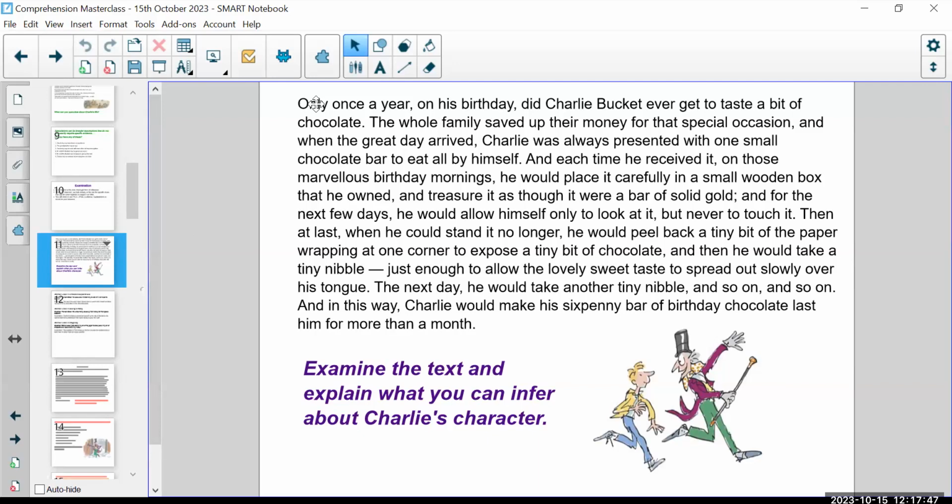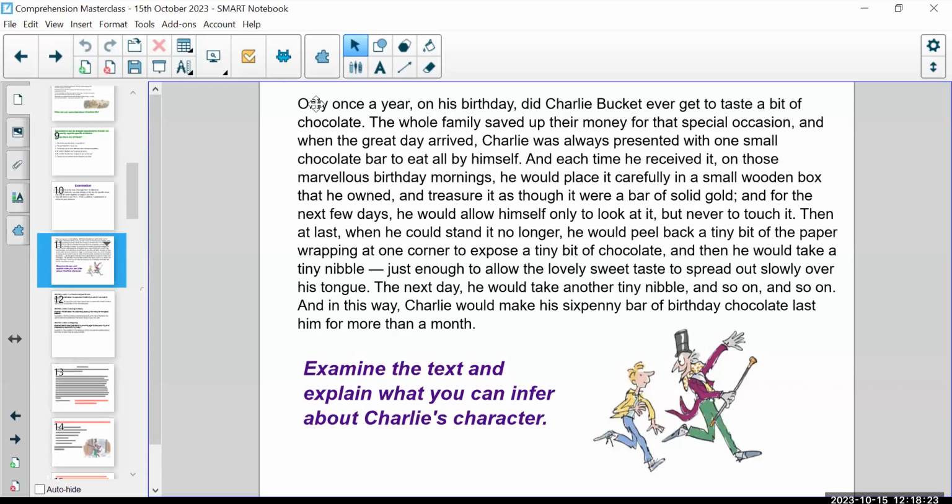Only once a year, on his birthday, did Charlie Bucket ever get to taste a bit of chocolate. The whole family saved up their money for that special occasion, and when the great day arrived, Charlie was always presented with one small chocolate bar to eat all by himself. And each time he received it, on those marvellous birthday mornings, he would place it carefully in a small wooden box that he owned and treasure it as though it were a bar of solid gold. And for the next few days, he would allow himself only to look at it, but never to touch it.